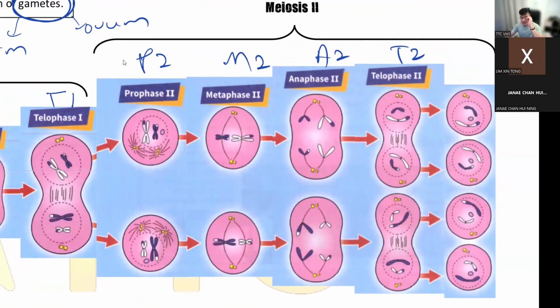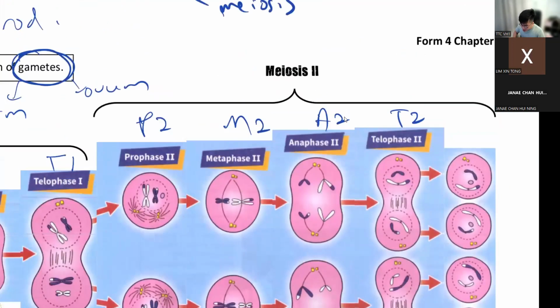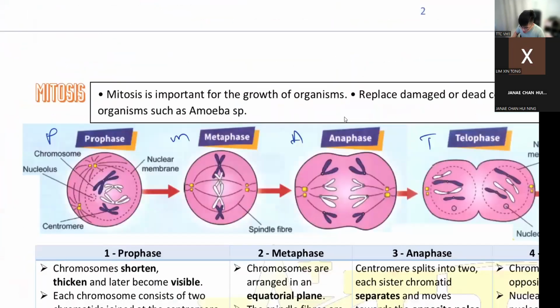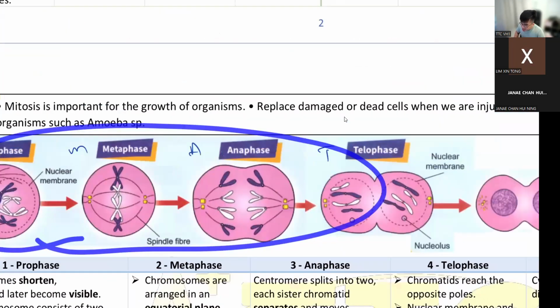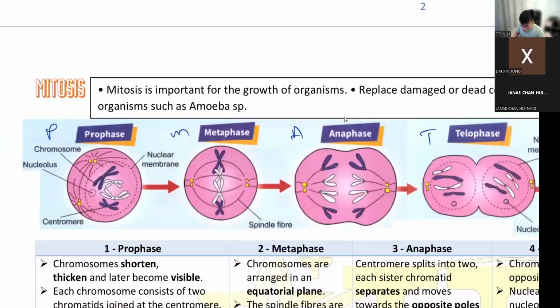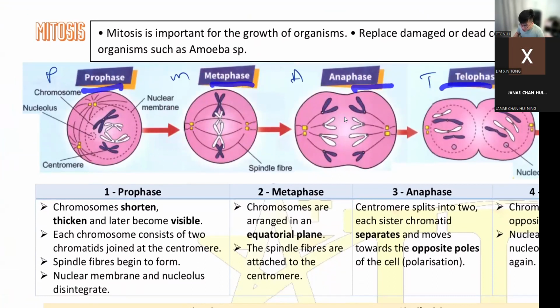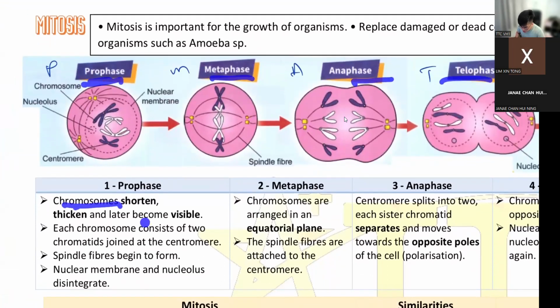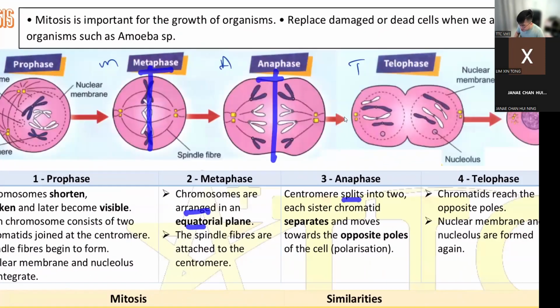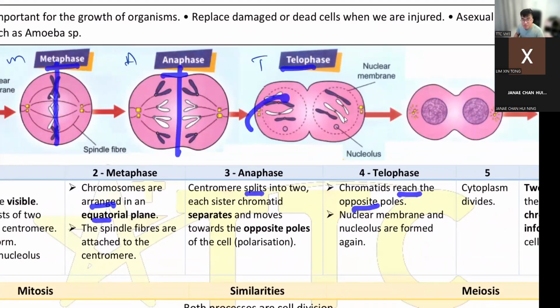Okay, so let me make your job even easier now. Meiosis 2 is the same as mitosis. Whatever you memorize for mitosis, it's the same for meiosis too. So what did you memorize for mitosis? Prophase, chromosome become visible. Chromosome chilling. Metaphase, arrange at equator. Anaphase, they split. Telophase, they reach opposite pole.